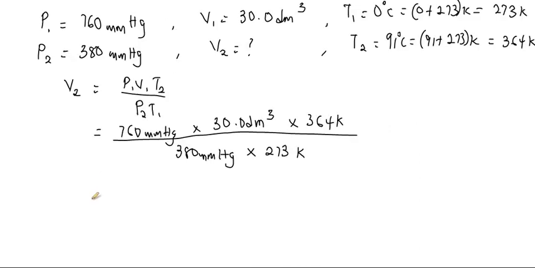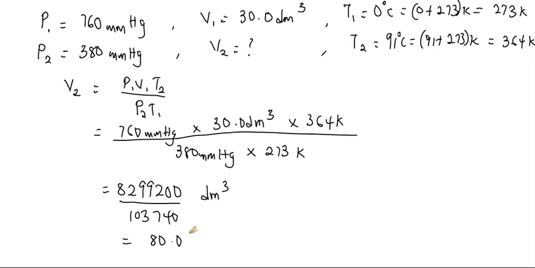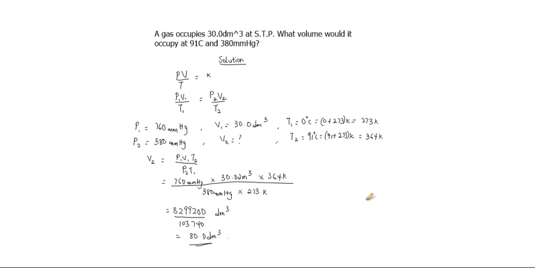So this is equal to 8,299,200 over 103,740. Then the unit, since we are dealing with volume, is dm³, and this is equivalent to 80.0 dm³, which is the final answer. Hence, at 91 degrees Celsius and 380 mmHg, the gas will occupy 80.0 dm³. And that answers the question.